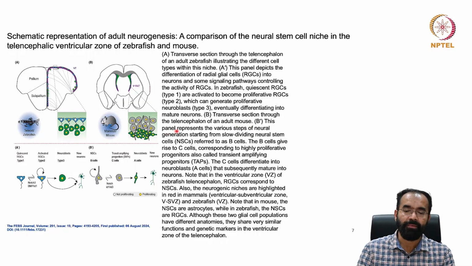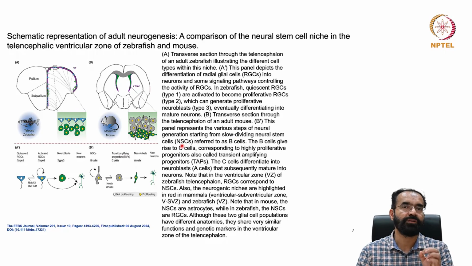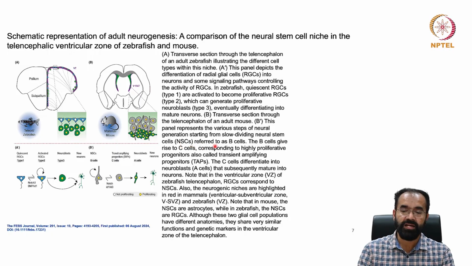B dash shows the panel representing various steps of neural regeneration, starting from slow dividing neural cells, that is NSCs. Their rate of division is milder compared to that of zebrafish, referred to as B cells. The B cells give rise to C cells, corresponding to highly proliferative progenitors, also called transiently amplifying progenitors or TAPs. The C cells differentiate into neuroblasts, that is A cells in mice, and subsequently mature into neurons. So this is the pathway which is seen in mouse.